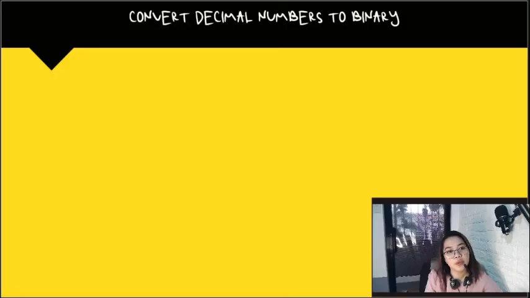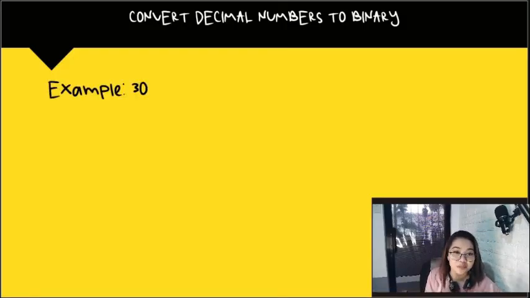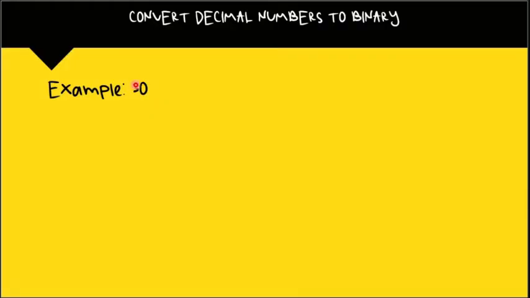For example, we have 30. So how are we going to convert 30 to its binary form? All you need to do is divide it by 2, which will give us 15. 30 divided by 2, we have 15 and nothing for a remainder. So next, you are going to bring down the quotient and divide it once again by 2. So bring down the 15, put it here, and divide it by 2.